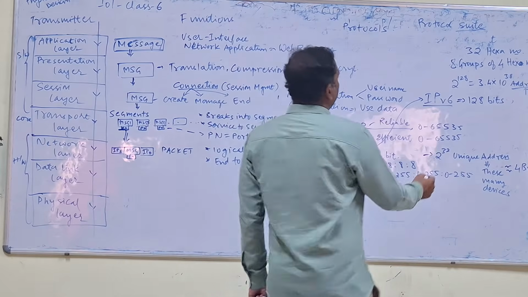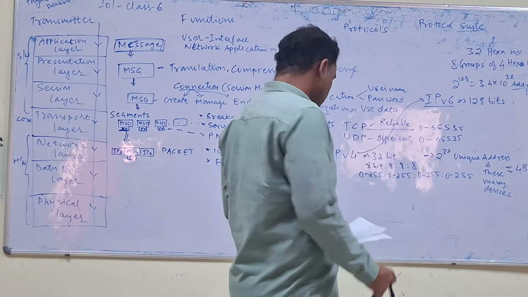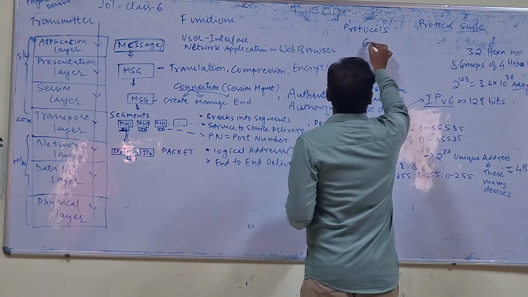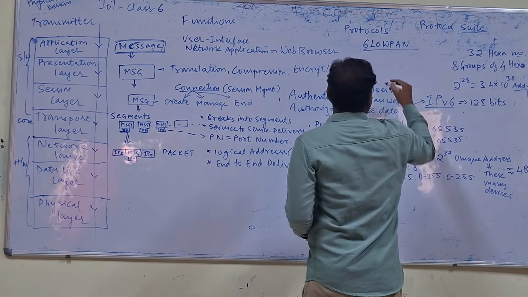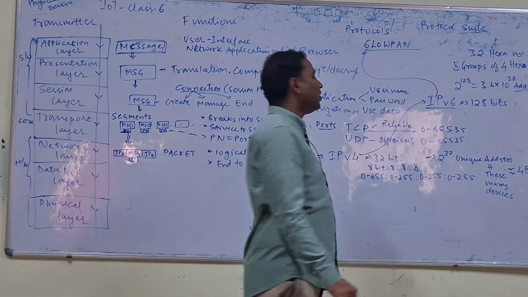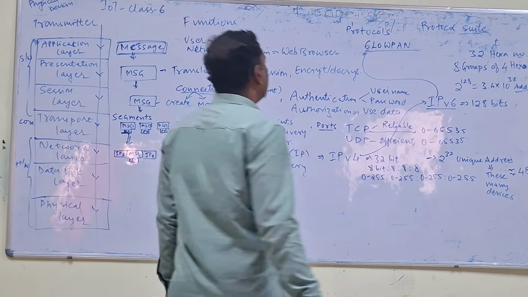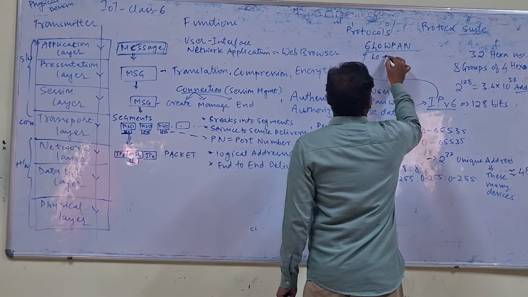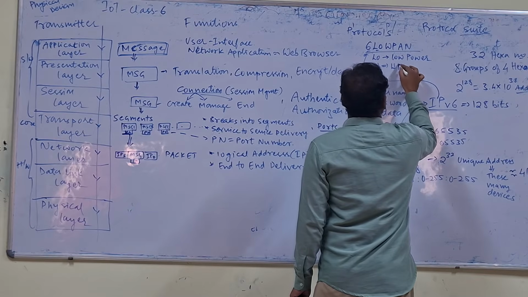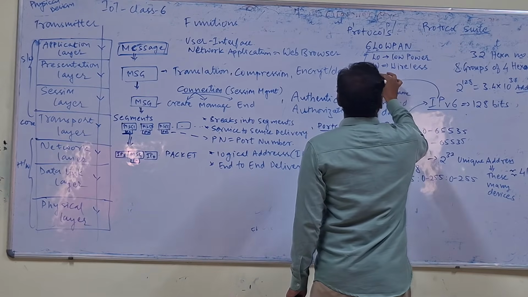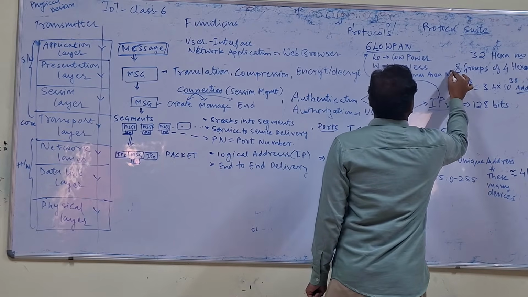Now in IoT we have another protocol at this layer. The name of that is 6LoWPAN. The 6 means it is using IPv6, Internet Protocol version 6. Lo represents low power. W means wireless. PAN means personal area network.